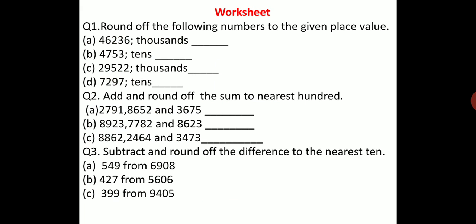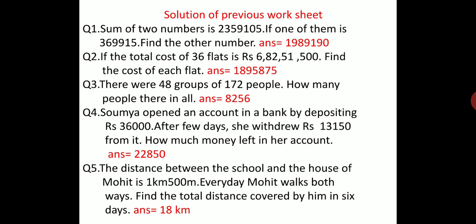And now come on the next slide, solution of the previous worksheet. Now question number 1, which was given to you, I am just going to discuss what operation is to be used here. Sum of two numbers is given and one number is given, so we are going to subtract. Here we are going to do subtraction, right? In question number 2, total cost of 36 flats is given, and find the cost of each flat, so you have to do division. Here you are going to do division.